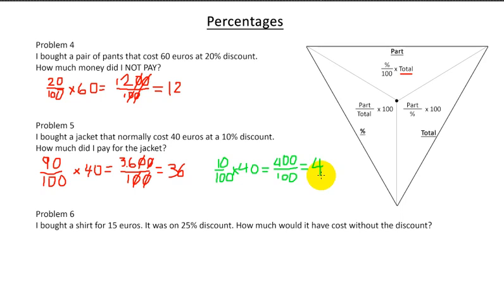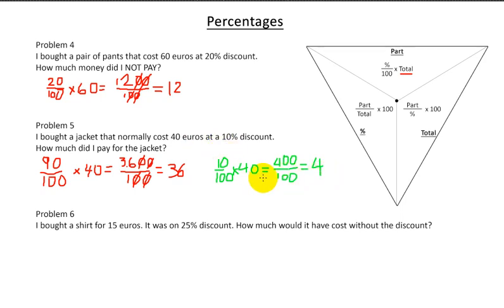That 4 that I just found is how much I will not be paying. Out of the 40 euros, I will not be paying for. I avoided that. Why? Because of the discount. That's what the discount is. I won't be paying 10%. That's 4 euros that I get to keep because it's on a discount.